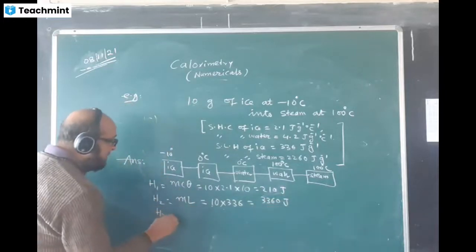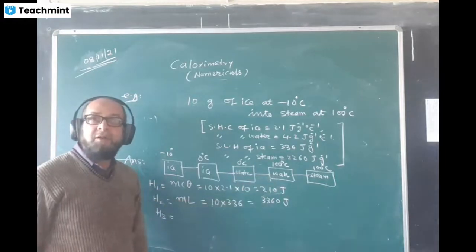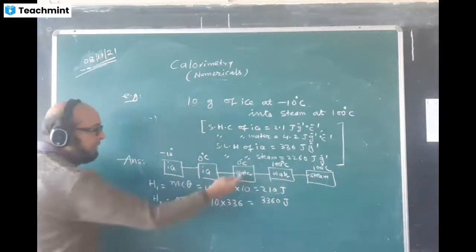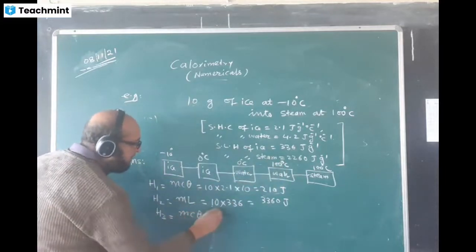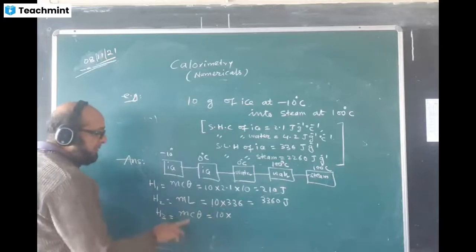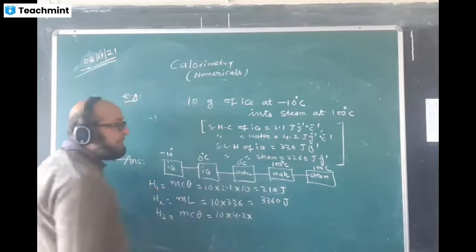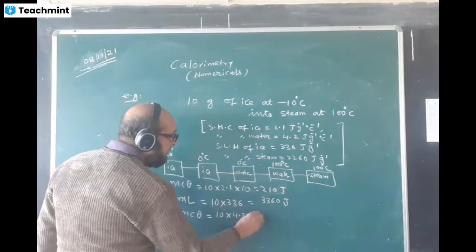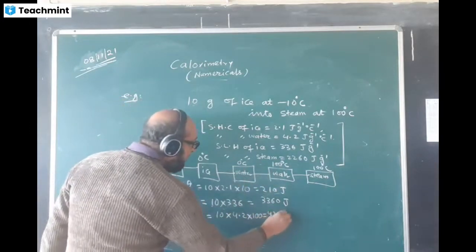I'll do H3 now. What is the heat in the third part? Which formula, MC theta or ML? It's MC theta, because 0 degrees becoming 100 degrees. Water remains water. Only change of temperature taking place. What is the mass of the substance? That is 10. This is water, so specific heat capacity of water is 4.2 joules. What is the temperature difference? 100 minus 0, 100. Now simplify, the answer will come 4200 joule.